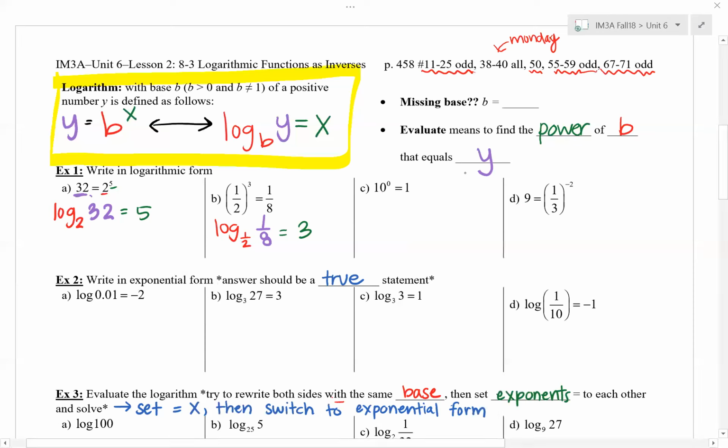Okay, so I want you guys to take a minute and try C and D for yourselves. So if you could pause the video and let them work, and then check answers with them as soon as they're done.